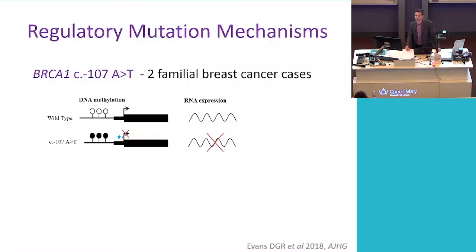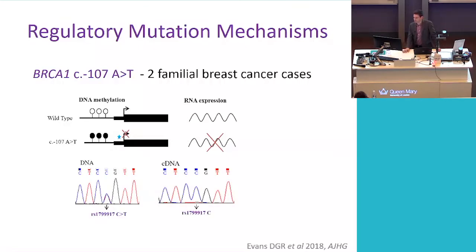Recently, we've shown that mutations like this are associated with hypermethylation, over-methylation of sites just upstream of genes, which can cause that allele to be switched off. We proved this recently in a paper in the American Journal of Human Genetics, that when there was a mutation in the 5' UTR, potentially in a regulatory site upstream of BRCA1, this was associated with switching off of that allele. And we showed that by showing that there was a heterozygous variant in DNA, and the allele that this was present on wasn't present in the complementary DNA derived from the messenger RNA.